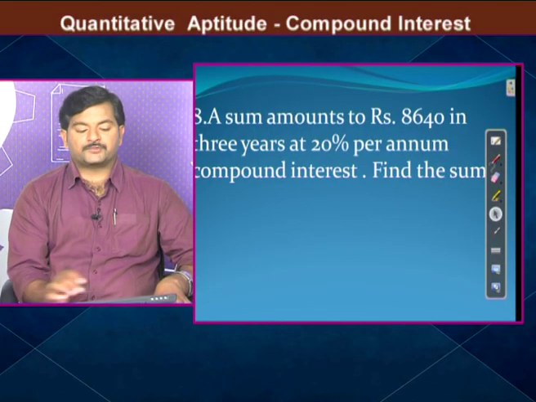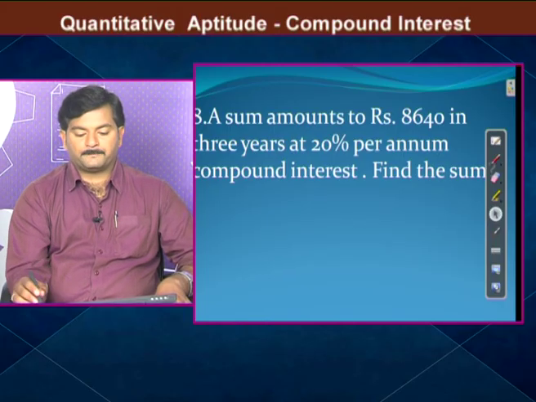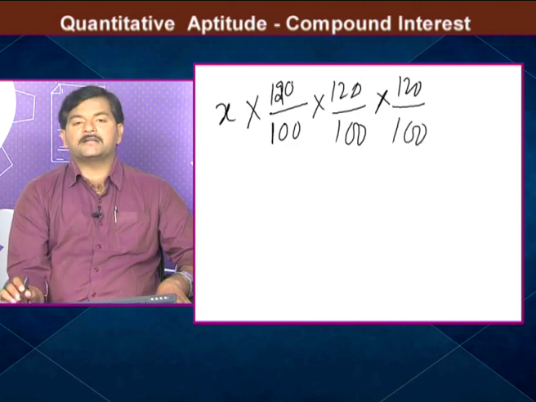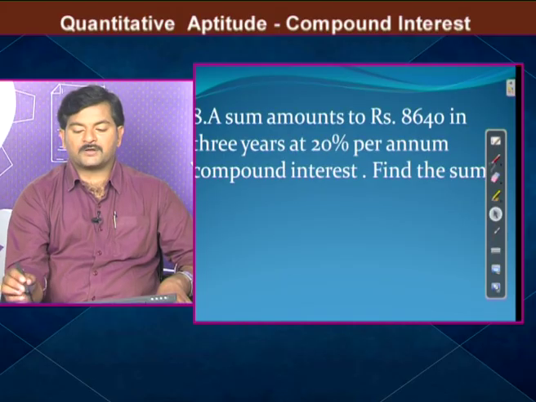For how many times should you take it? We should take it for 3 years. Again 120 by 100. If I do it like this, I will get the amount. The total amount given is 8640 rupees.